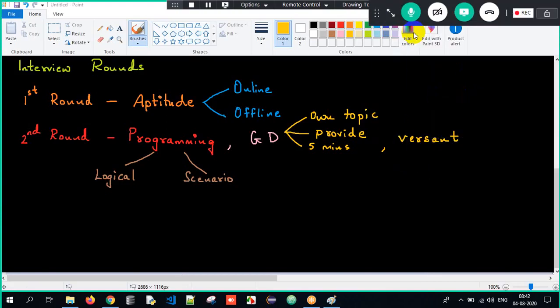So these are the possibilities of second round. That is, it might either be programming execution round, GD round, or Versant round. Based on many previous companies, this is the flow I am trying to tell here.